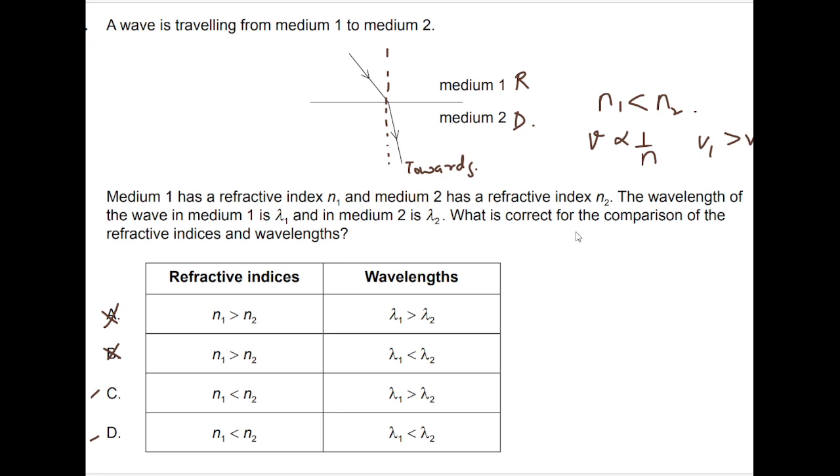Now using the wave equation, V is equal to F lambda. So the more the velocity, the more the wavelength. That means lambda 1 is also greater than lambda 2. So I've got two conditions: the refractive index of the first is less than the refractive index of the second, and the wavelength of the first is more than the wavelength of the second. So if I just use C, it's C or D, its option is C.